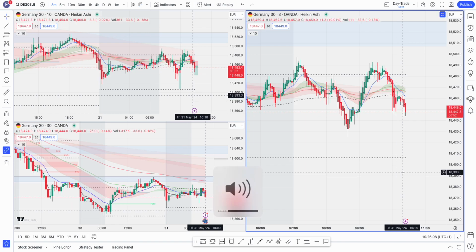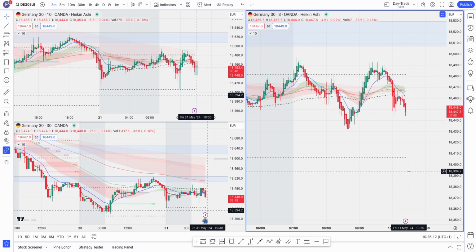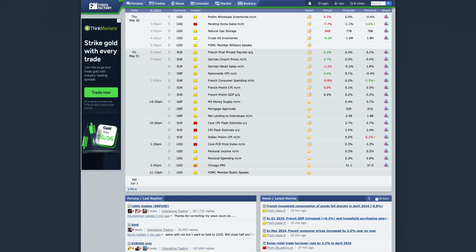Hello everyone, today is Friday 31st of May 24 and I'm going to analyze DAX. So let's dig into the economic calendar, such as Forex Factory, and then we're coming to TradingView as well.